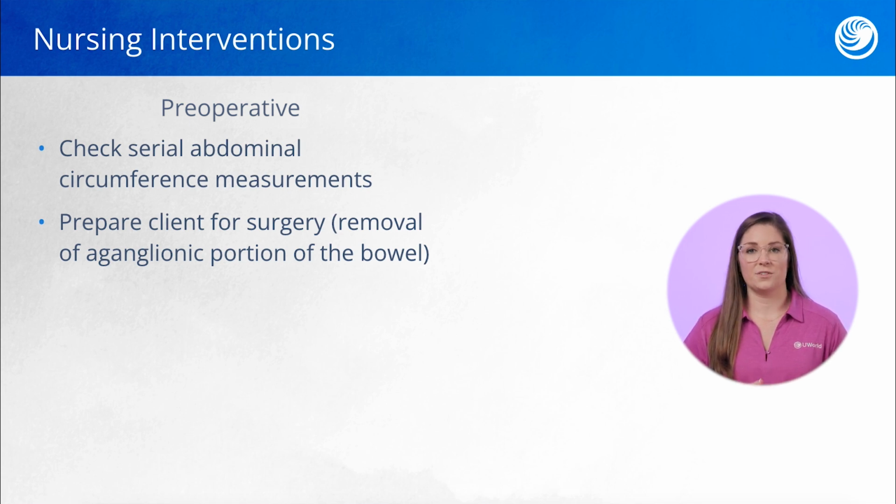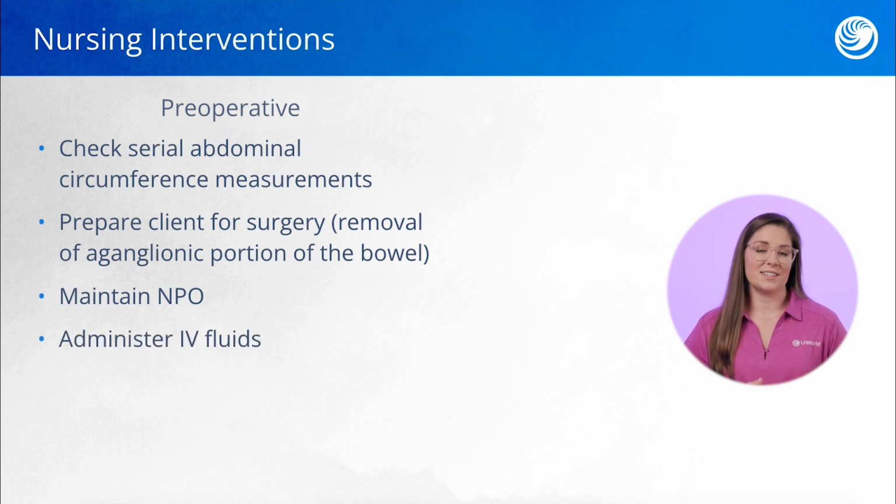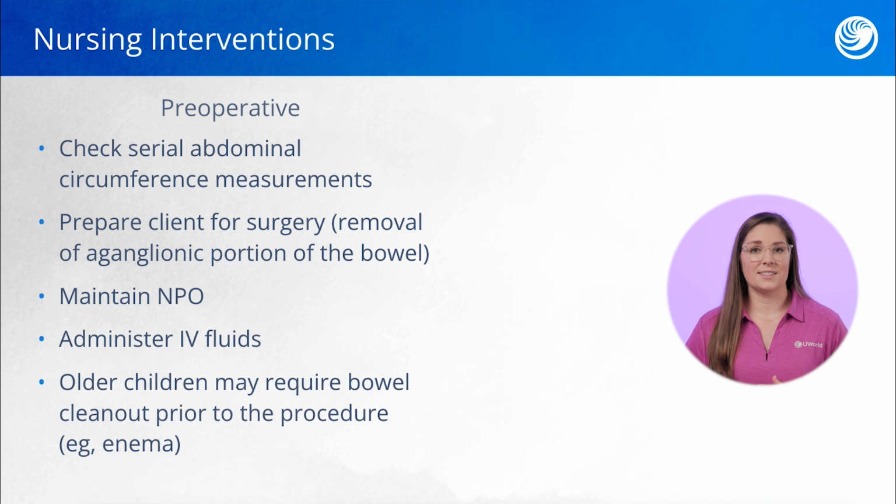So to prepare our clients for surgery, we want to make sure that we're implementing NPO precautions. This is to allow the bowel to rest, as well as to decrease the risk of aspiration during surgery. Administering IV fluids is important to keep our clients hydrated. It's important to note that most clients with Hirschsprung disease may be younger in infancy, but some children may discover this Hirschsprung disease later in life. In this case of Hirschsprung disease in an older child, they may require a clean out or an enema before going into surgery. After surgery, we want to make sure we're monitoring for infection.